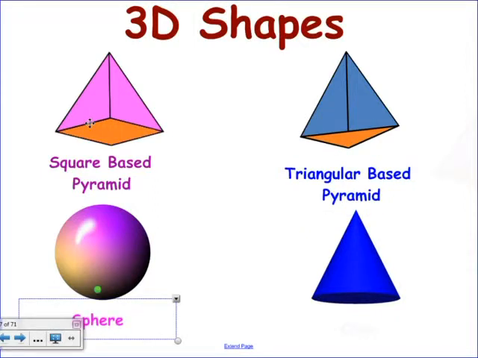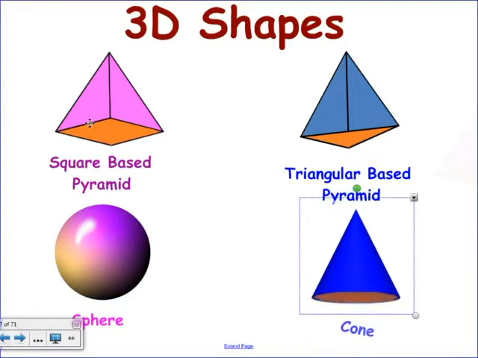Cone. Circular based pyramid? No? What do we reckon? Cone. Okay, we call it a cone. Quite easily you could call it a circular based pyramid if you wanted to, because that's what it is. It's a circular base to a pyramid, but we call it a cone.